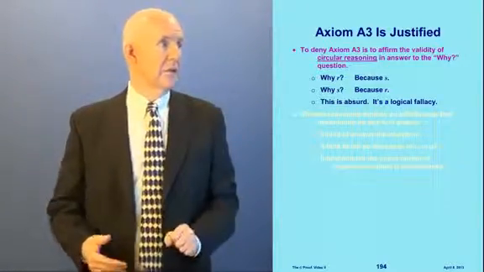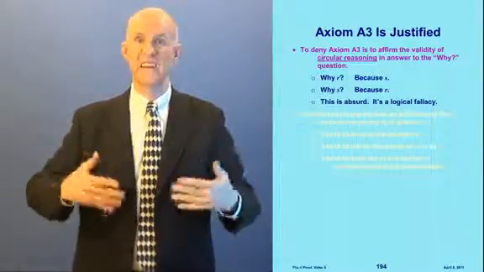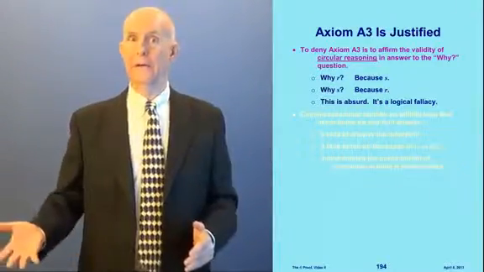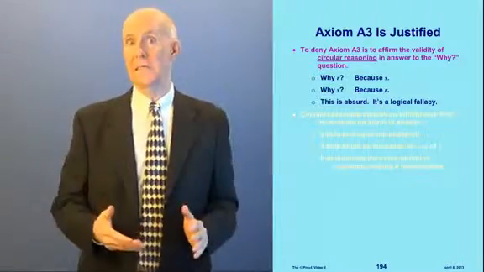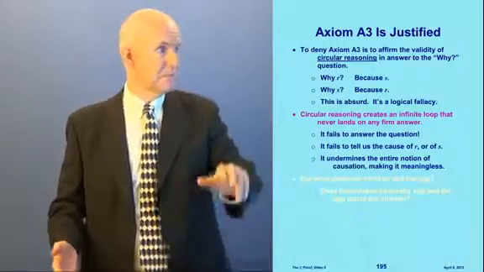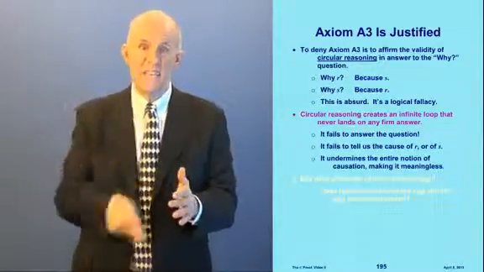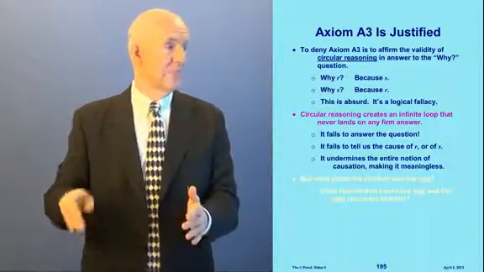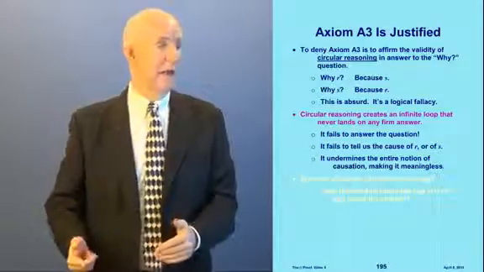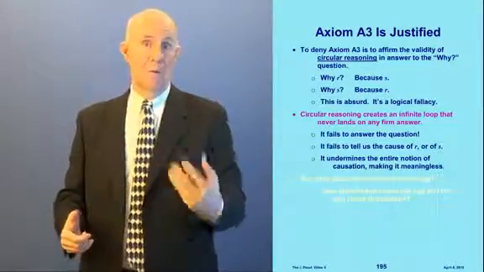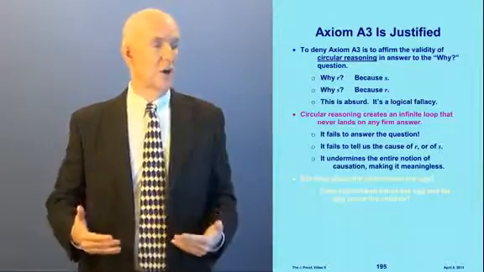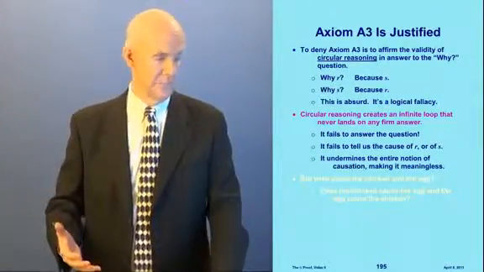To deny axiom A3 is to affirm the validity of circular reasoning in answering a why question. Why R? Because S. Why S? Because of R. This is absurd. It's a logical fallacy. Circular reasoning creates an infinite loop, and it never lands on any firm answer. It fails to answer the question. It fails to tell us the cause of R, and it fails to tell the cause of S. We don't get either one of the answers. In fact, it undermines the entire notion of causation and makes it meaningless.